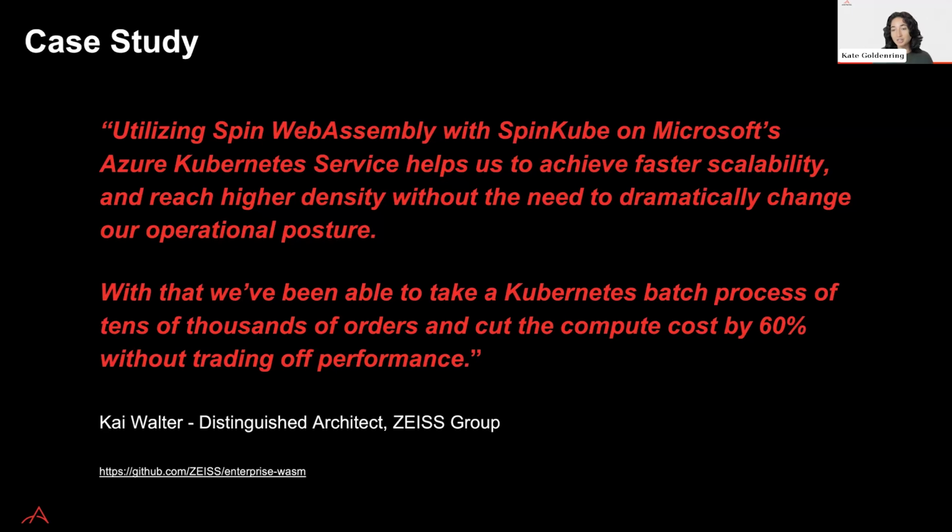And this goes back to Sean's question of, if I switch to WebAssembly, can I then choose the architecture that is most cost effective for me based on my cloud provider? And the Zeiss group actually underwent this experiment. They were finding their containerized serverless solution to be cost prohibitive. So they switched to using Spin on SpinCube. So they switched to WebAssembly, and they were able to reduce their costs by 60% while also maintaining performance.